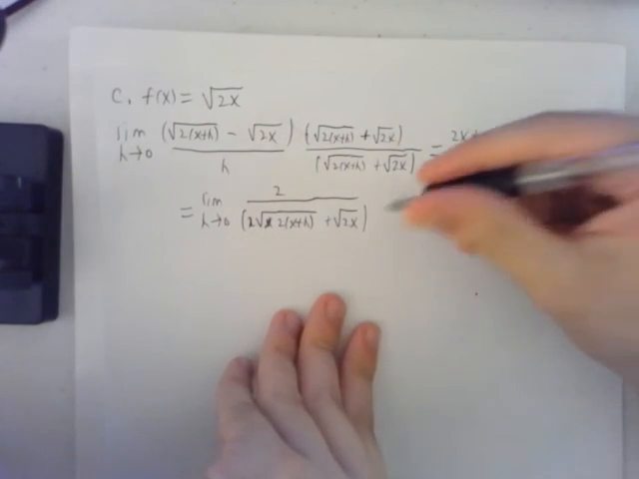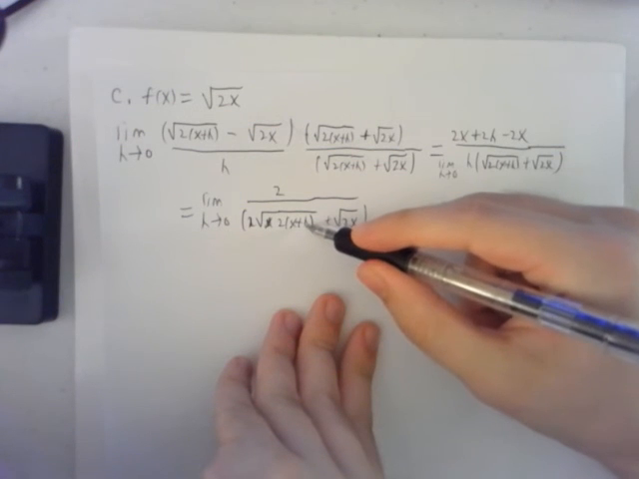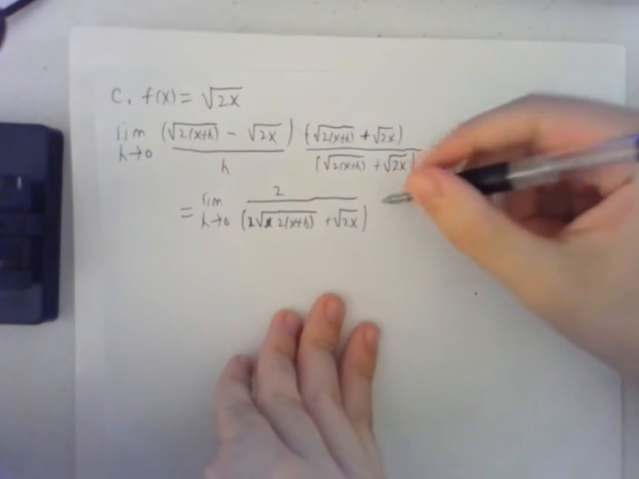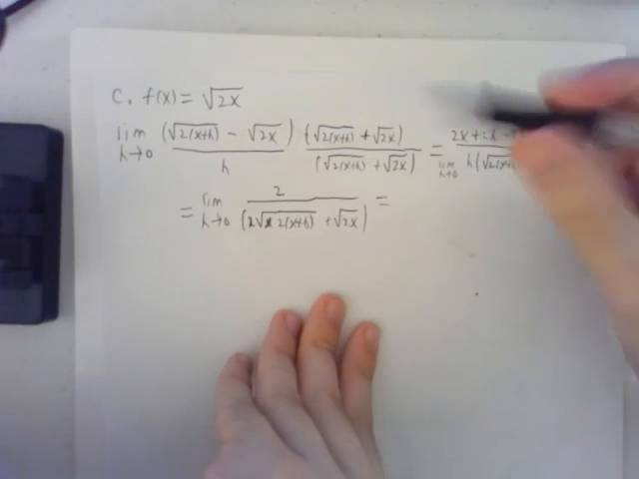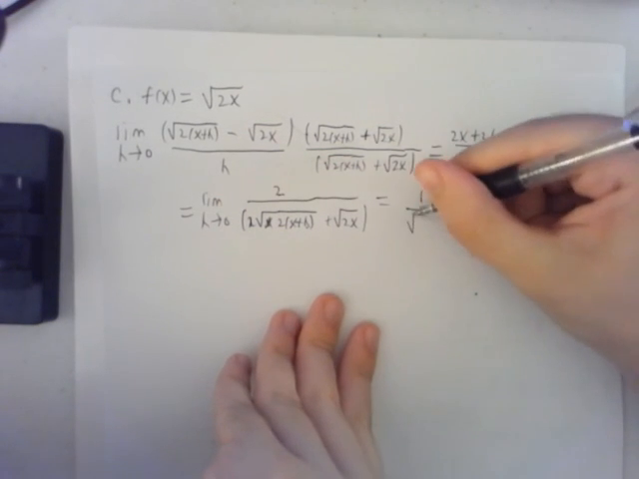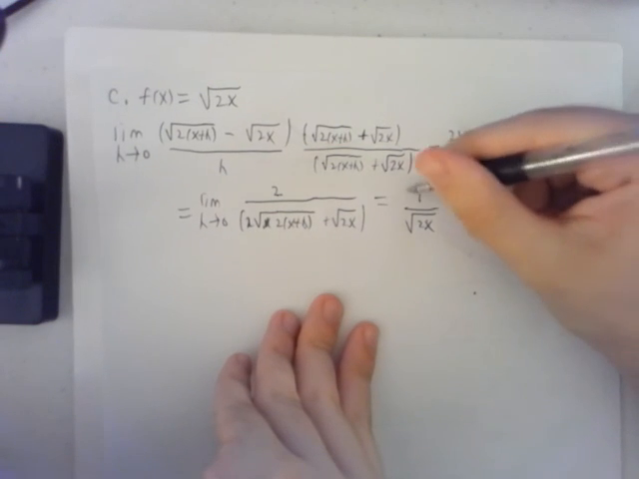When you take this limit, h going to 0 means that this just becomes square root of 2x, so we get 2 square root of 2x, and then the 2 cancels with the 2 in the numerator, so we just get 1 over square root of 2x.